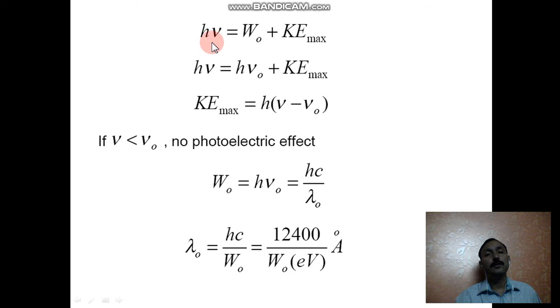Now h nu is equal to W naught plus kinetic energy maximum. This is the maximum kinetic energy with which the electrons are moving. So W naught we can write as h nu naught, where nu naught is the initial frequency, the threshold frequency. This amount of energy is absorbed by the metal surface, so that the electrons are just on the metal surface.